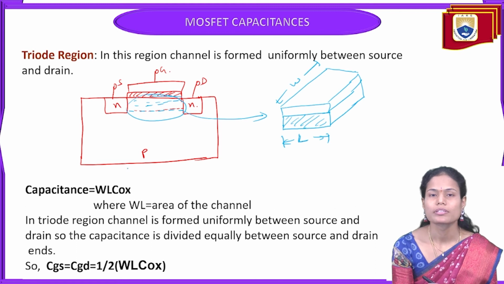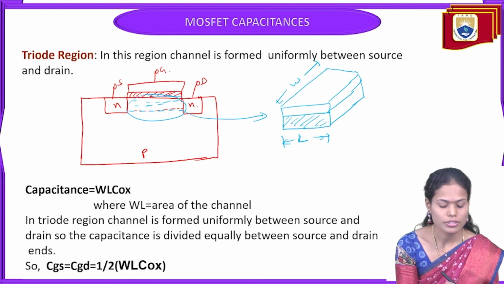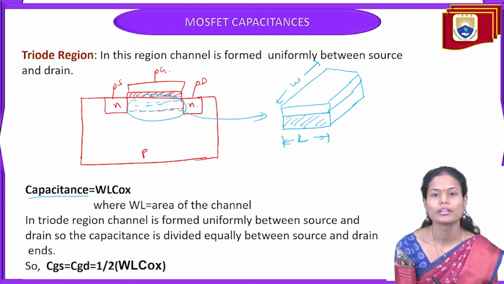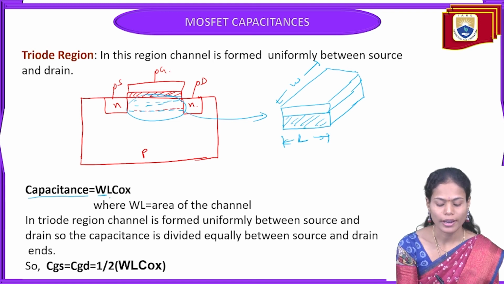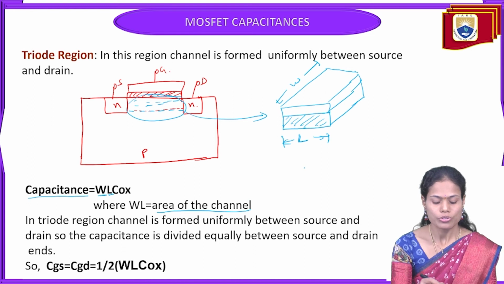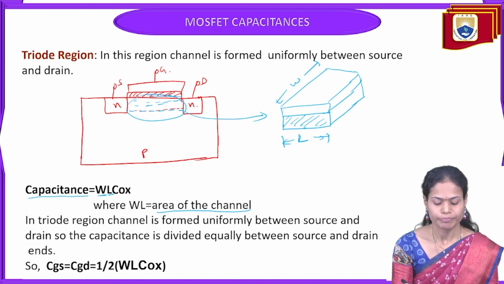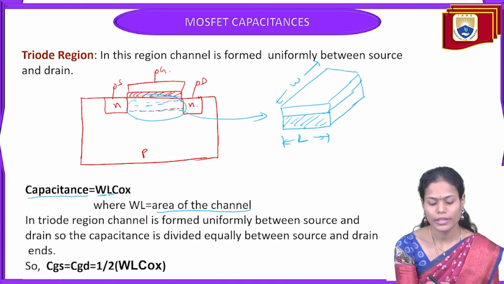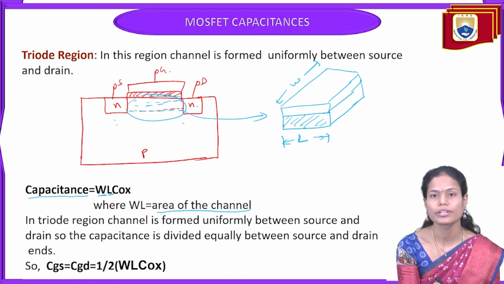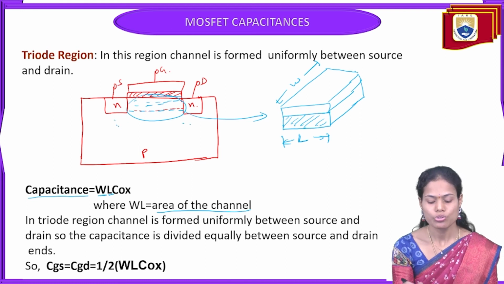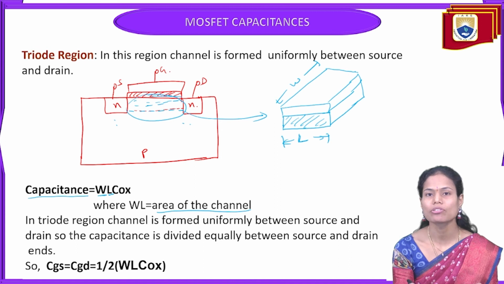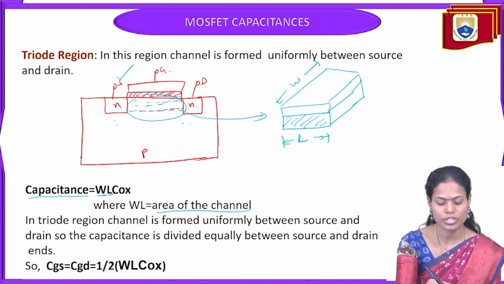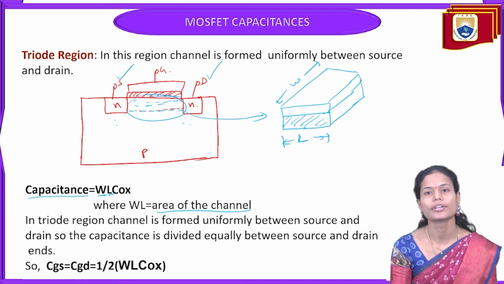So in this case, the capacitance I am representing here with WLCOX, where W is the width of the channel and L is the length of the channel. So WL indicates the area of the total channel here. So in this triode region, the channel is uniformly formed between the source and drain terminals, I have already mentioned. So that's why the capacitance is equally divided across the source terminal and across the drain terminal.